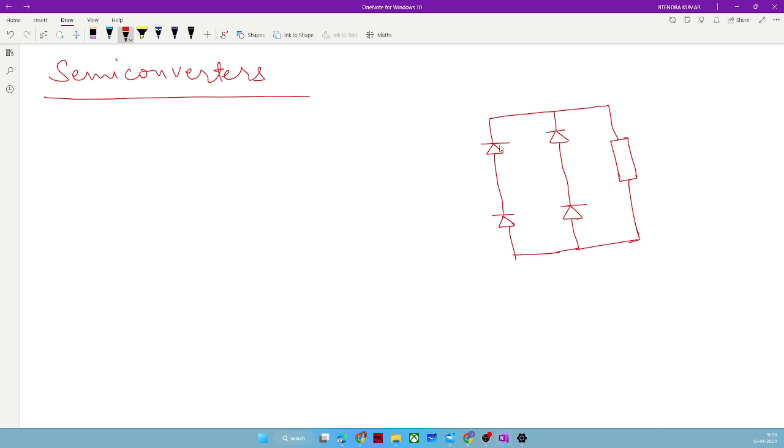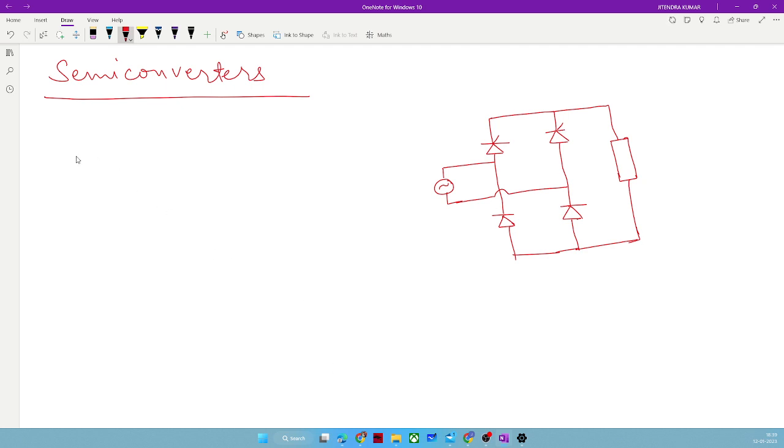So how many diodes will be replaced? Two. Perfect. Two thyristors will be replaced with two diodes when we are talking in terms of a full bridge controlled rectifier. Or if you talk in terms of an uncontrolled rectifier, two diodes will be replaced with two thyristors. So of course, there is redundancy of two switches.